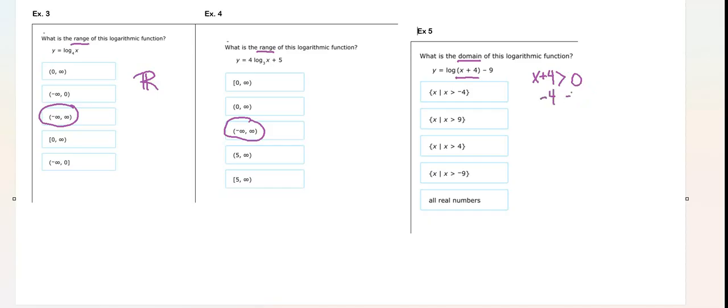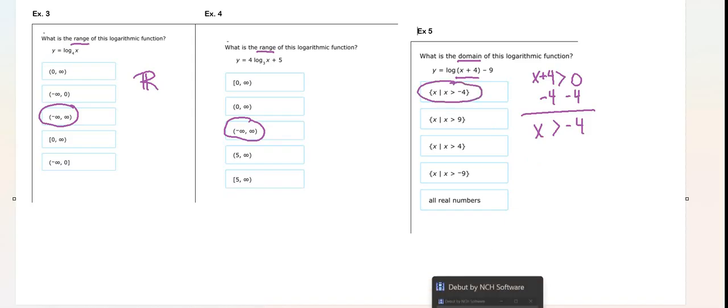So we subtract 4 from each side. x is greater than -4. So that would be the domain on this. It's not that difficult at all. Just have to find the right answer. Right here, x is greater than -4. We're getting through these pretty quickly.